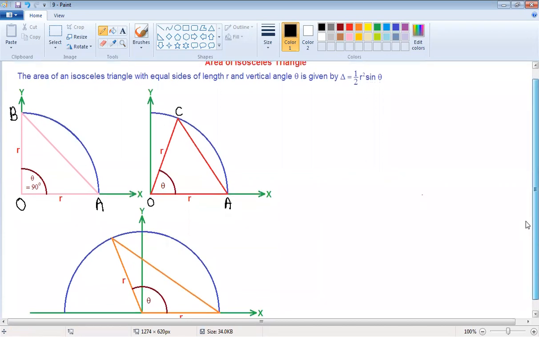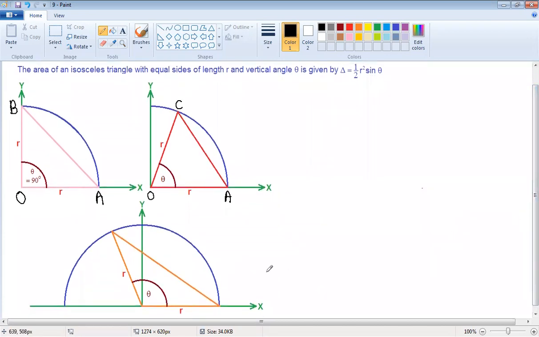Now the diagram below. In this diagram, suppose this is again the origin, this is the same point A, but suppose this point is D. OA and OD are the radii of the same semicircle. So OA and OD are again equal. So this triangle is again an isosceles triangle, but the vertical angle we observe is an obtuse angle.